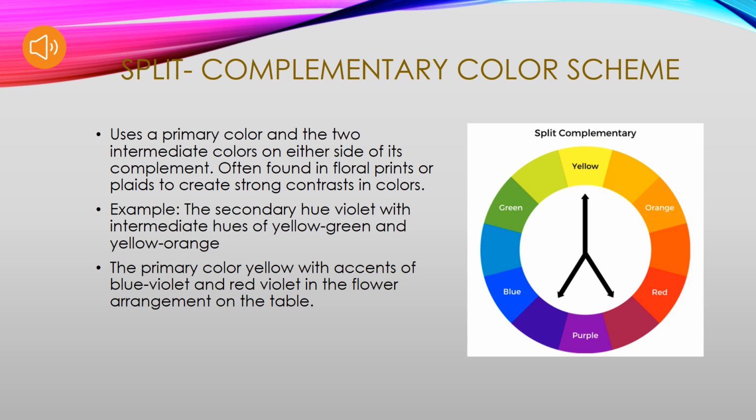In addition, let us look at the variation of the complementary color scheme, which is the split complementary color scheme. Here, we use a primary color and 2 intermediate colors on either side for its complement. It is often found in floral prints and braids to create strong contrast in colors. For example, the secondary hue violet with the intermediate hues of yellow-green and yellow-orange. The primary color yellow with accents of blue-violet and red-violet in the flower arrangement of the table.